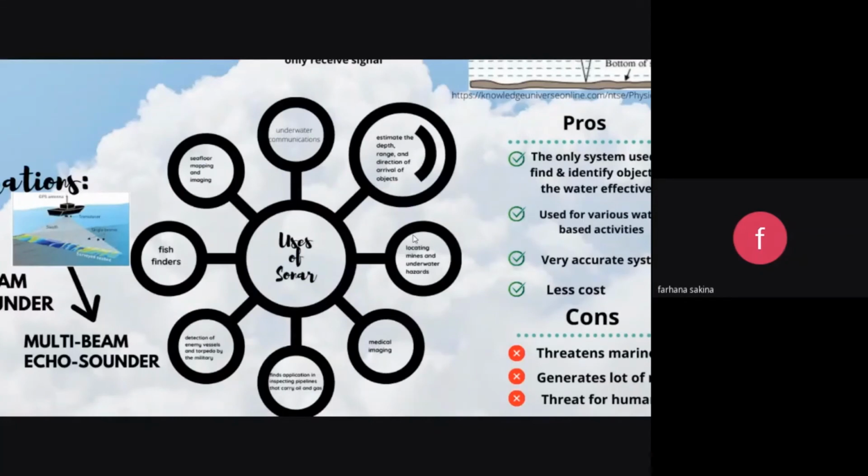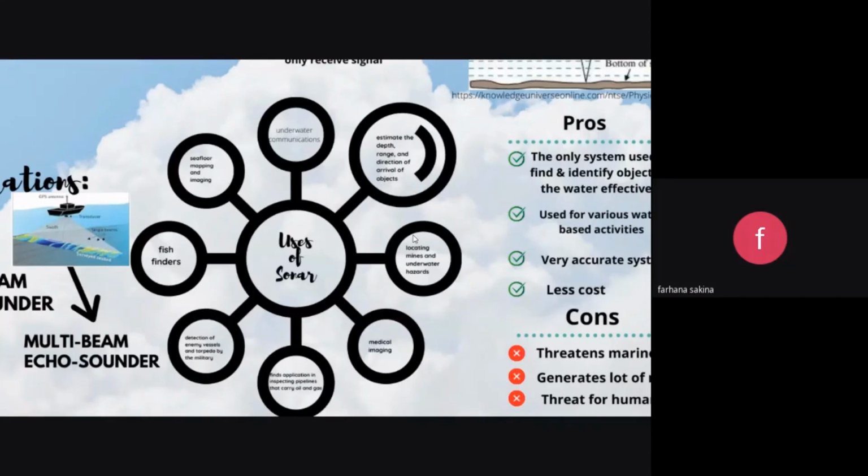Next, it can also detect enemy vessels and be applied in medical imaging. For the medical use, there is a method known as sonogram. We use the echoes recorded to create an image. So the sound propagation will create images of the blood, tumor, candle, etc.